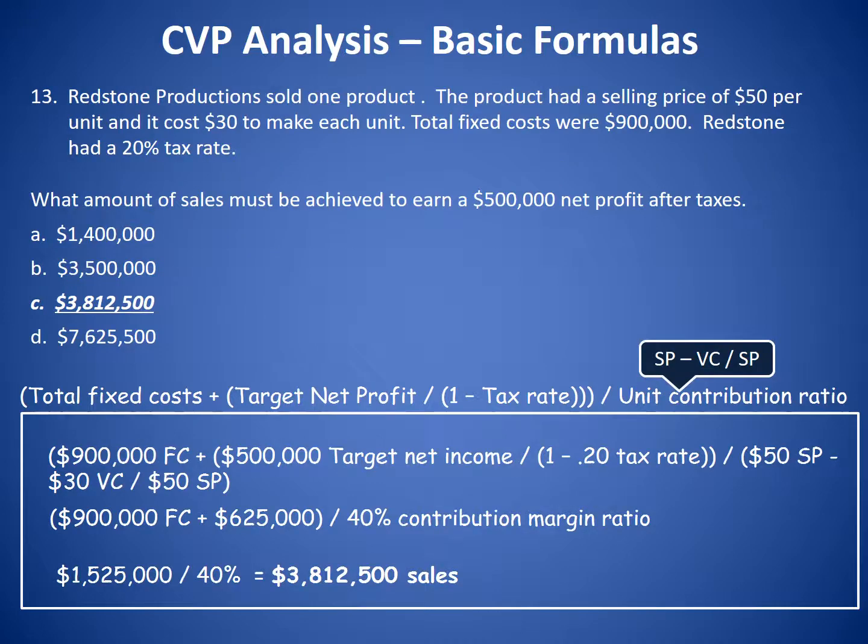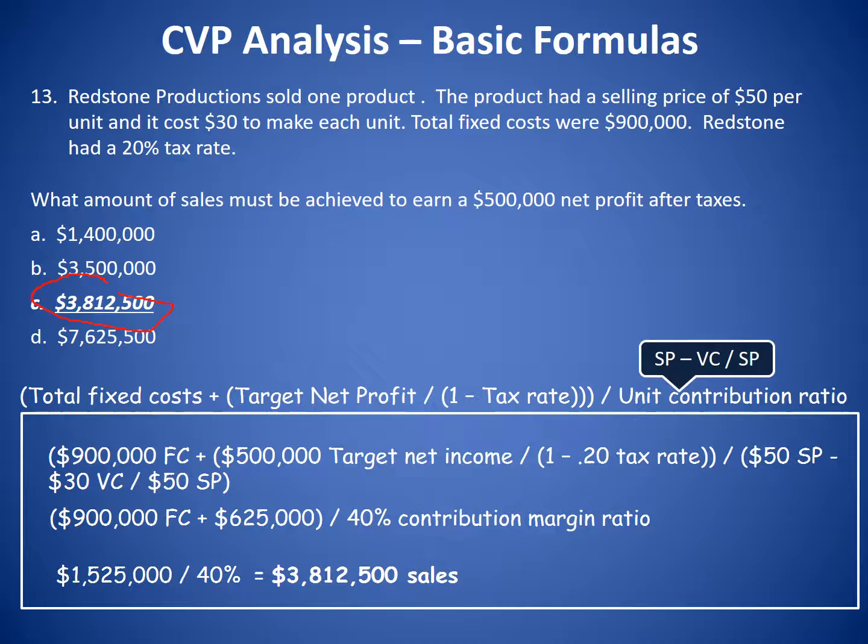Okay, number 13, the answer. Redstone Productions sold one product. The product had a $50 selling price. It cost $30 each to make. Fixed cost $900,000, 20% tax rate. And what amount of sales must be achieved to earn a $500,000 net profit after taxes? And the answer in this case is $3,812,500 worth of sales volume.